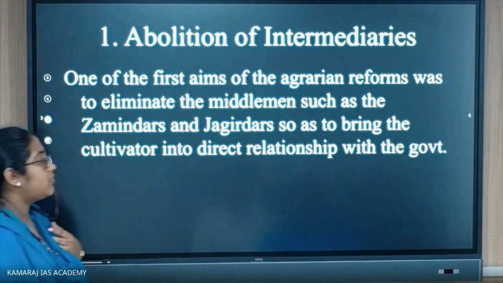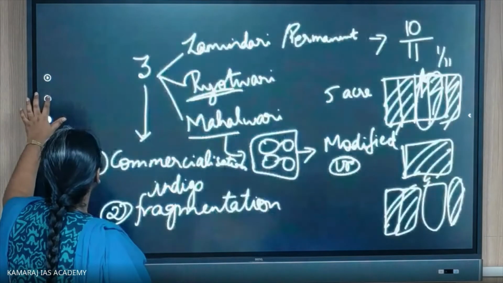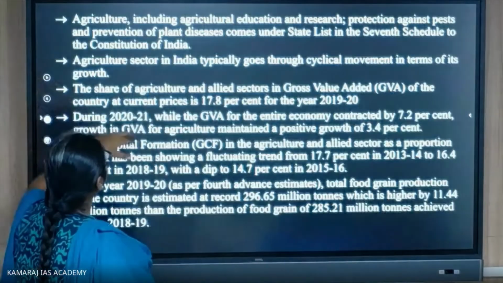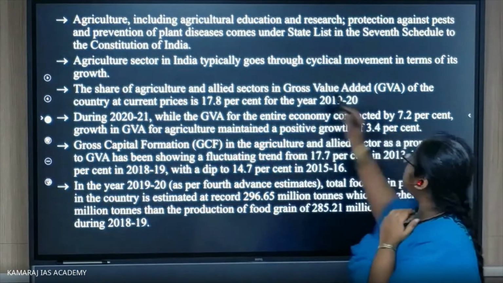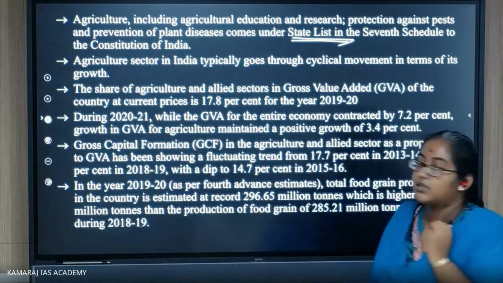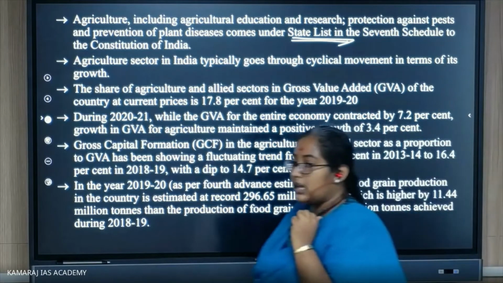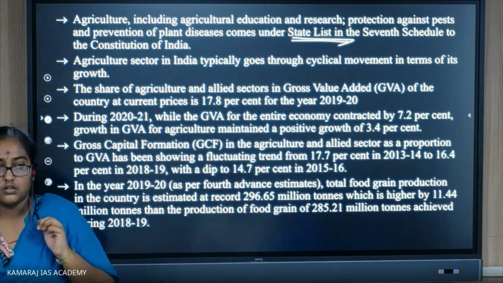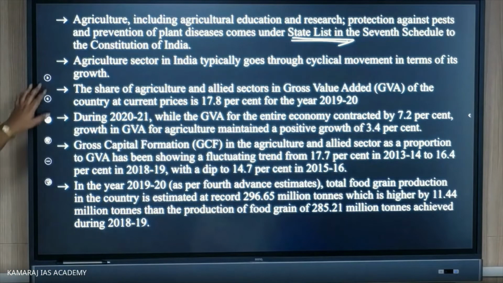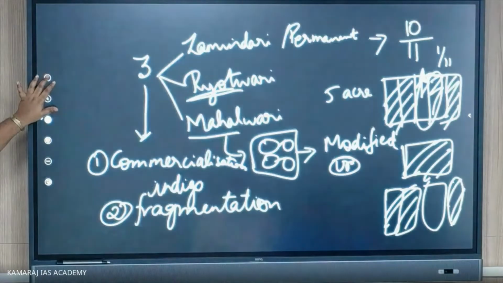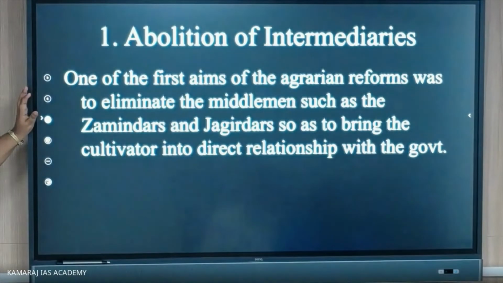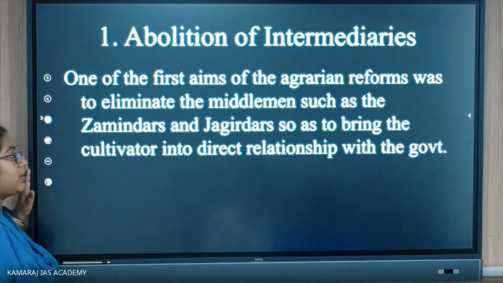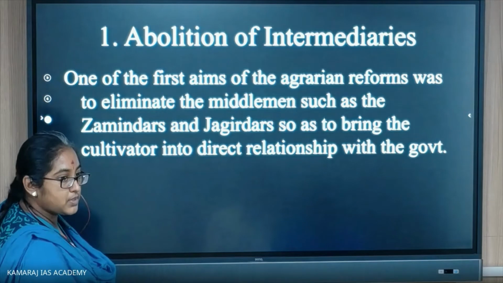For that, land is a state subject in India. Agriculture, including agriculture education, protection, and prevention of plant diseases, everything comes under state subject. So automatically the states have the ultimate role in creating legislation. For abolition of intermediaries also, the central government has notified the rules, and each state government, according to their nature, would be taking out the reforms. But the problem is this abolition of intermediaries was successful only up to a certain extent.